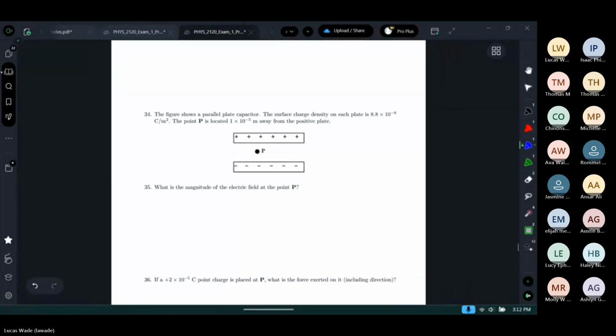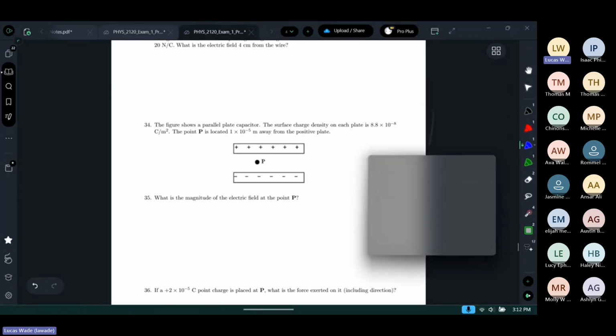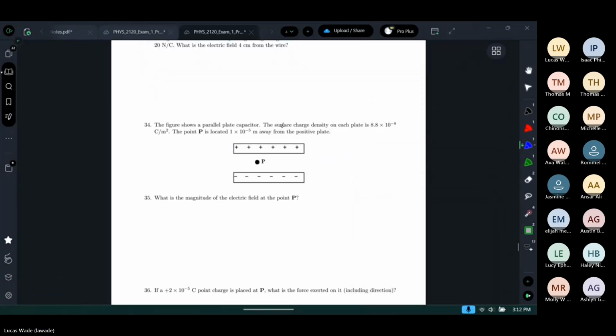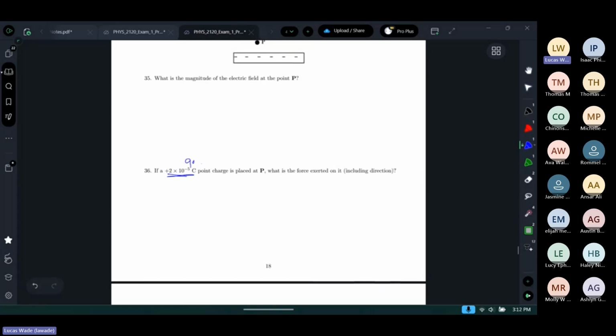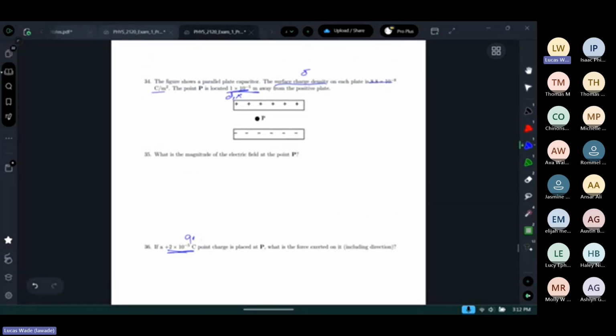36. We've got a capacitor. We are given the surface charge density. So that's sigma on each plate is that. Point P is located this distance away. So for distance, we usually use D or X. They asked about 36. If I put a certain charge there, so that's Q or Q0, just kind of depends, is placed at P, what is the force exerted on it, including direction? Okay, so let's start with the direction bit. It's a positive charge. Which way will it feel a force in between those two plates?